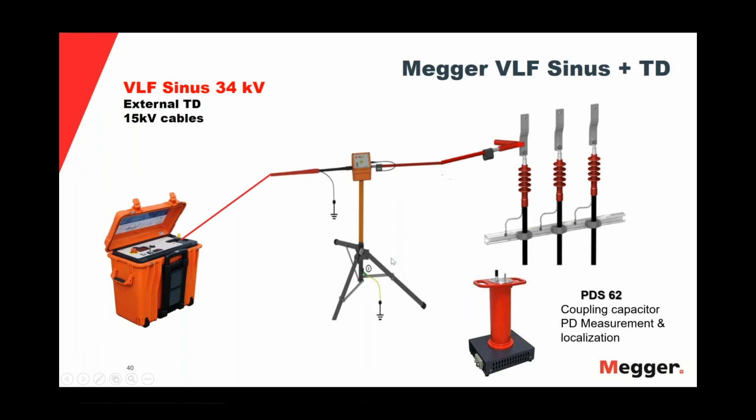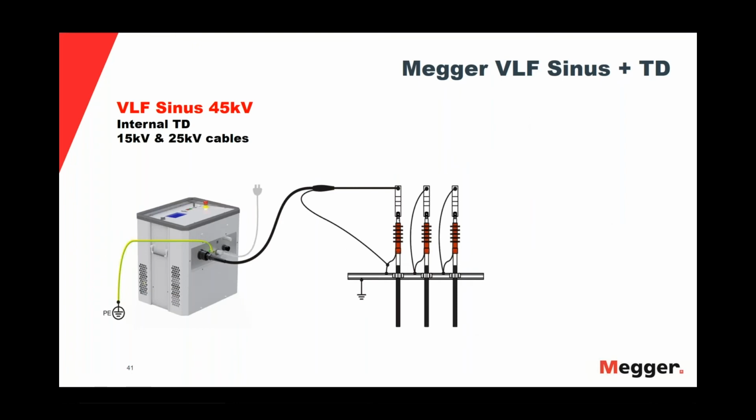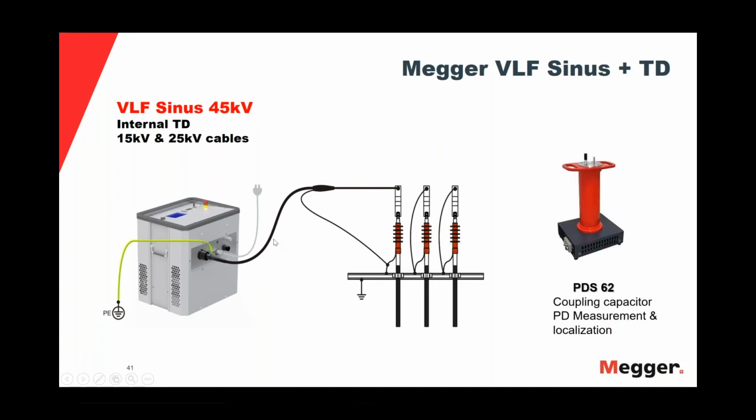The next unit we have is the VLF Sinus 45 that we use to do the VLF test in 15 kV and 25 kV cables. This unit has an internal tan delta, so the connection is very easy. And of course, we also have the option of the coupling capacitor to measure and localize the partial discharge.